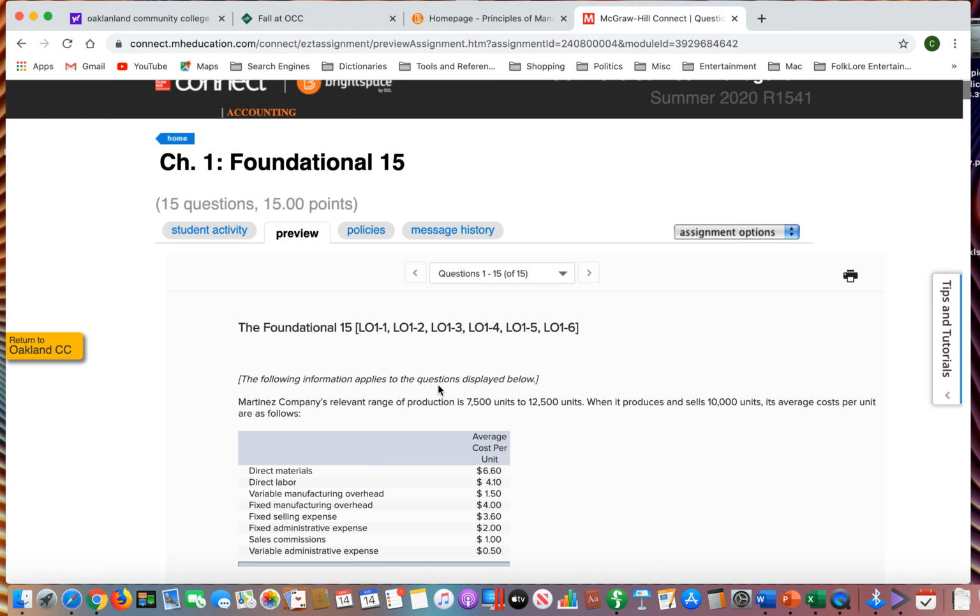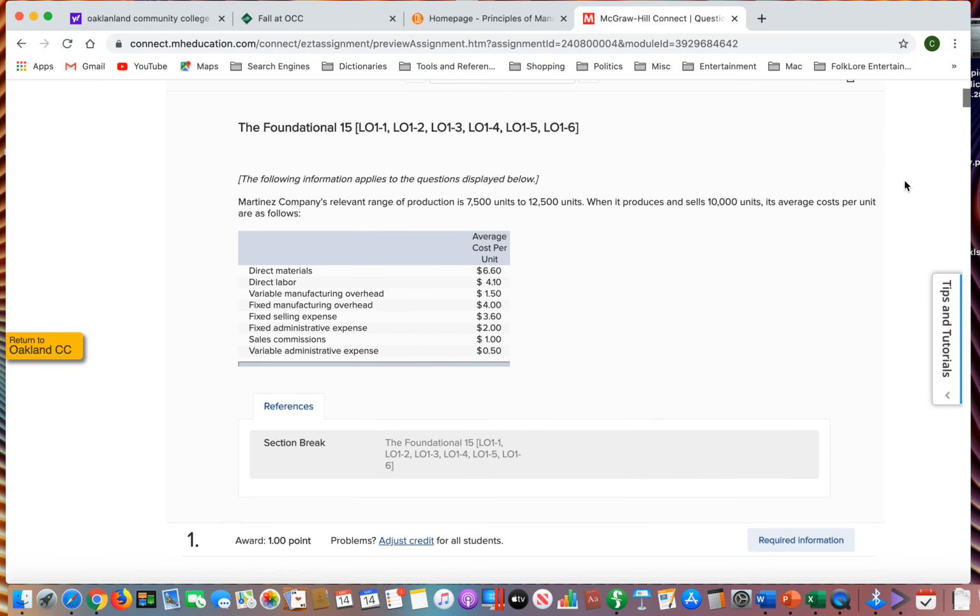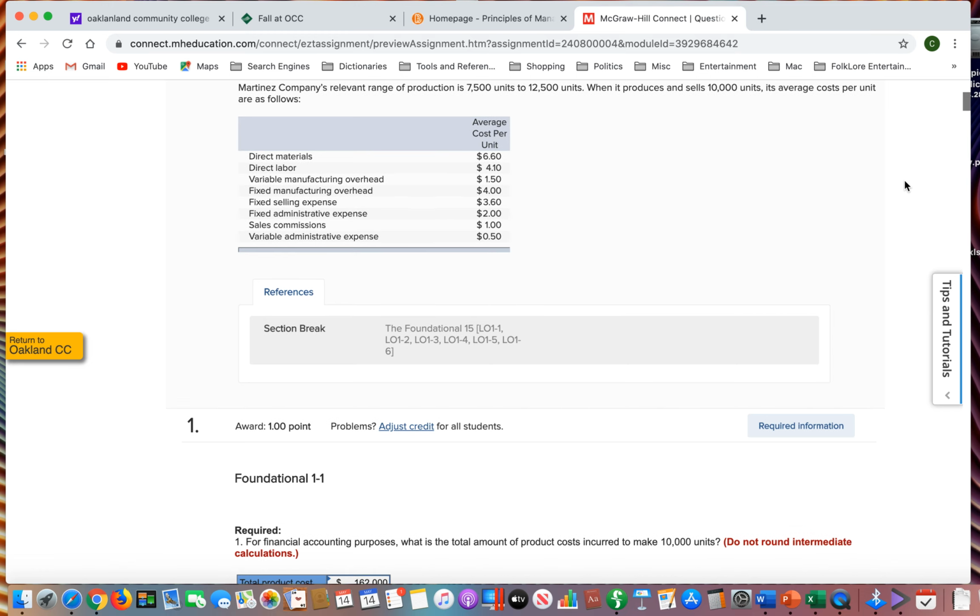So we've got to work with this detail, but keep in mind when it produces and sells 10,000 units, this is the average cost per unit. Okay? And pay attention to that fixed manufacturing overhead, as you'll see a little later. So, let's go to our first question.